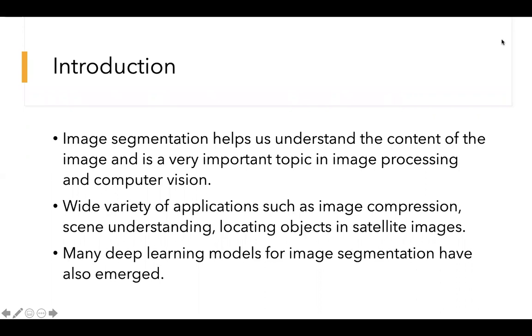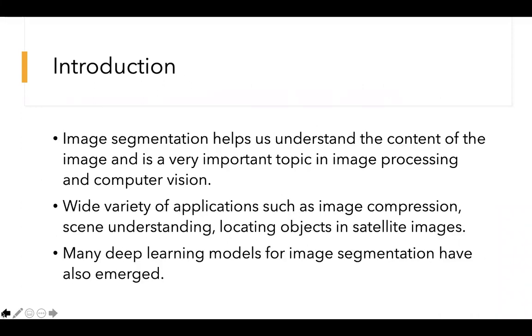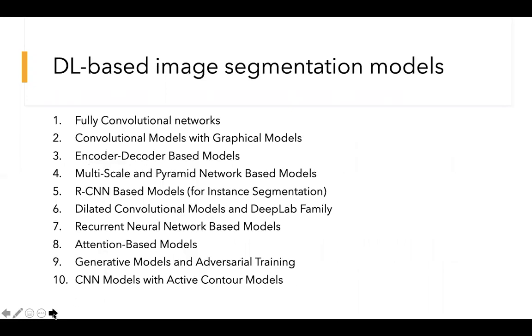So as we all know, image segmentation helps us understand the content of an image and is a very important topic in image processing and computer vision. It has a wide variety of applications such as image compression, scene understanding, locating objects in satellite images, etc. Many deep learning models have also emerged since the advent of deep learning in the computer vision field. So we will be discussing them in a while.